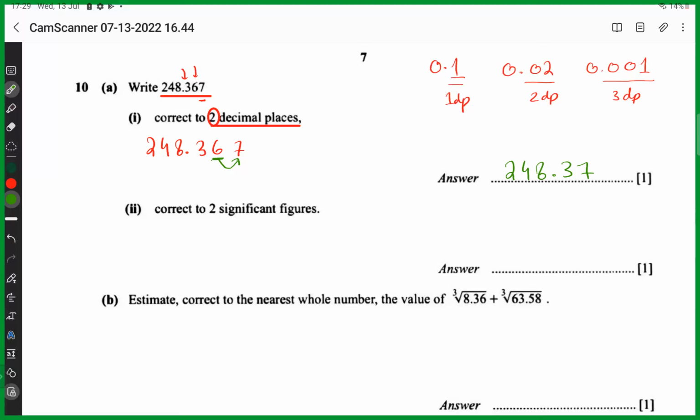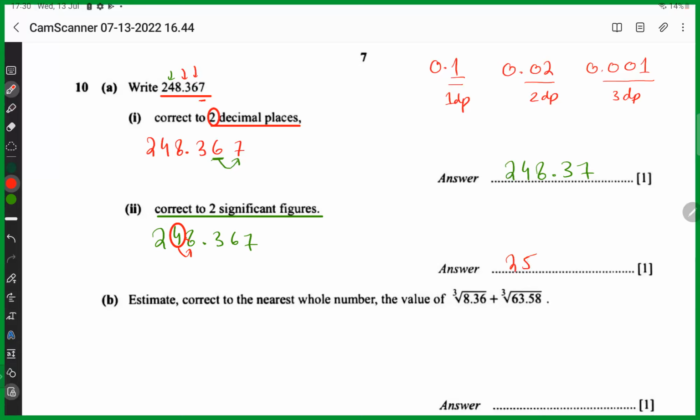All right, okay. The next part says correct to 2 significant figures. So 2 significant figures mean only till this number. The number is 248.367. Two significant figures mean I need to look at this number. It is the second digit of the number. The number after this 8, after this 4, is 8. 8 is greater than 5, which means that it would become 25.